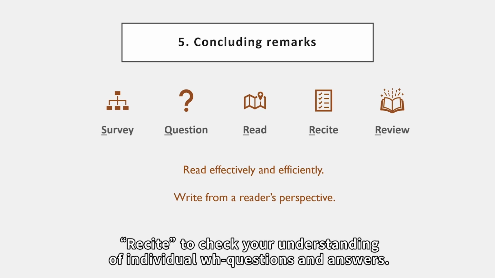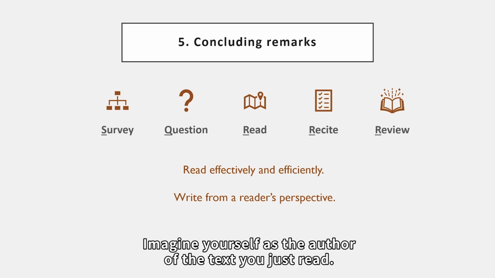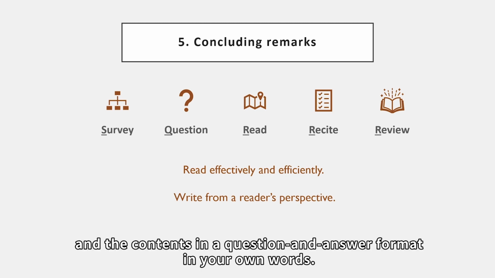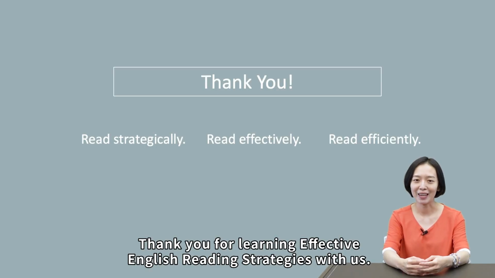Recite to check your understanding of individual WH questions and answers. Identify what you have understood and areas you need to work on. Finally, review. Imagine yourself as the author of the text you just read. Explain to your readers the organization of the text and the contents in a question and answer format in your own words.